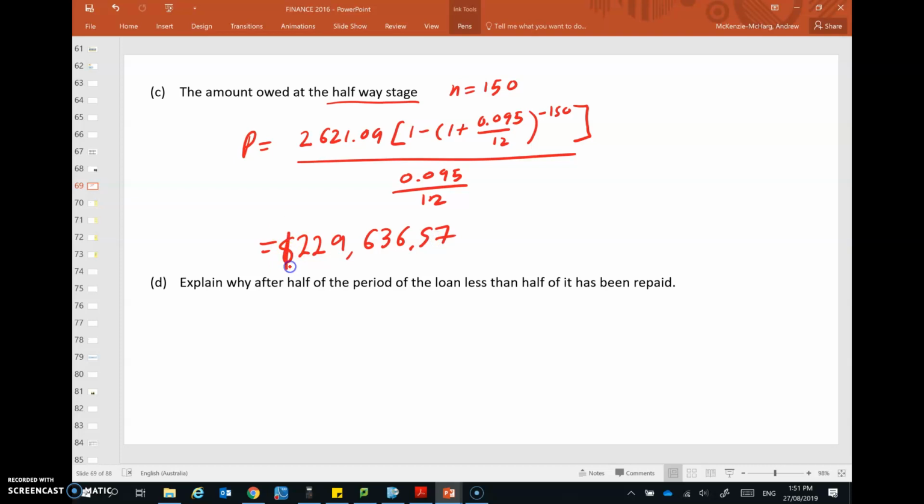229,636.57. Now, very useful to consider this last bit, D. If you haven't considered this yet, I'm going to suggest that you pause the video and think for a few moments at least about why this is the case. Then I'll talk about part D.